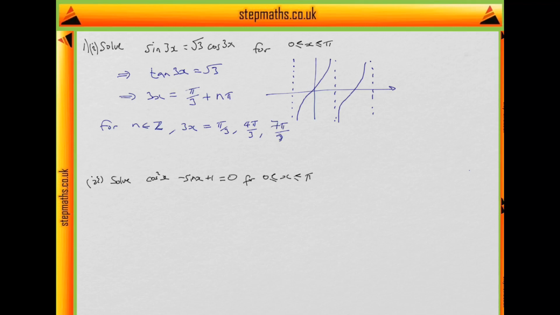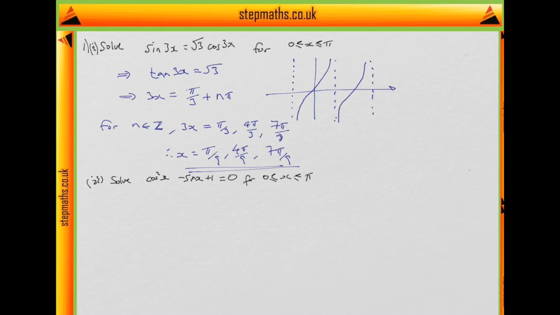Divided by 3 tells us that x is equal to pi by 3 divided by 3, which is pi by 9, and that's in the range. 4 pi by 3 divided by 3 is 4 pi by 9, that's in the range. And similarly 7 pi by 9, that's in the range. But if we considered 10 pi by 3, that would not be in the range. 10 pi by 9 would be out of the range. So these are the only values of x within the range of 0 and pi.